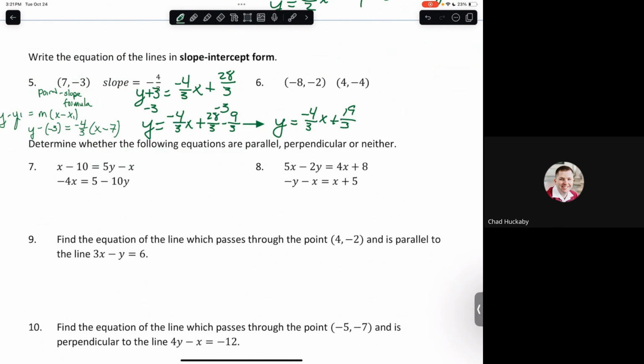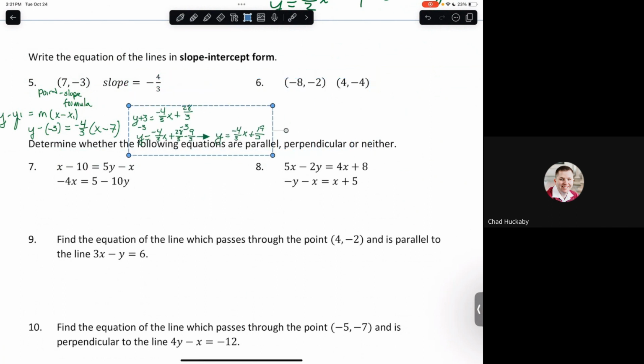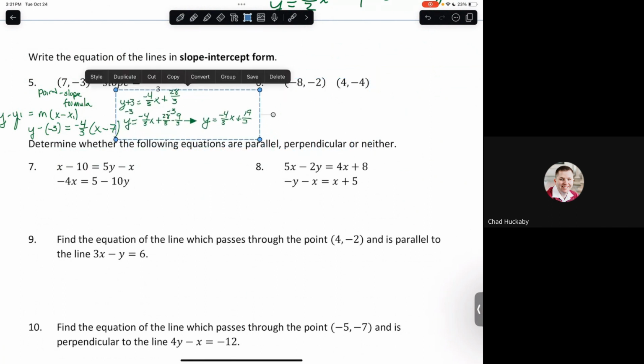So that's sort of the easier of these two problems. I'll shrink this down so it fits. What about number 6? How do we get started with it? We're actually given 2 points in this one as opposed to a point and the slope. So what do we do?